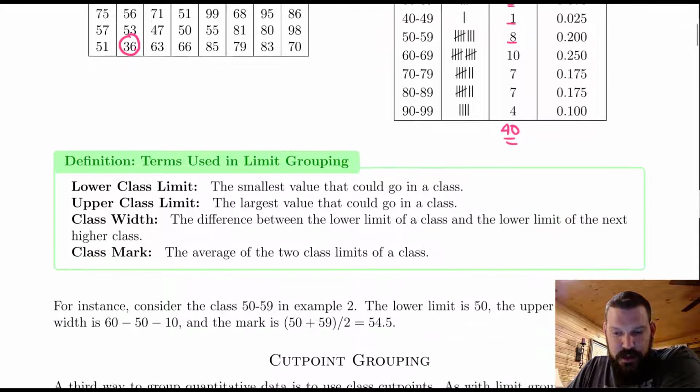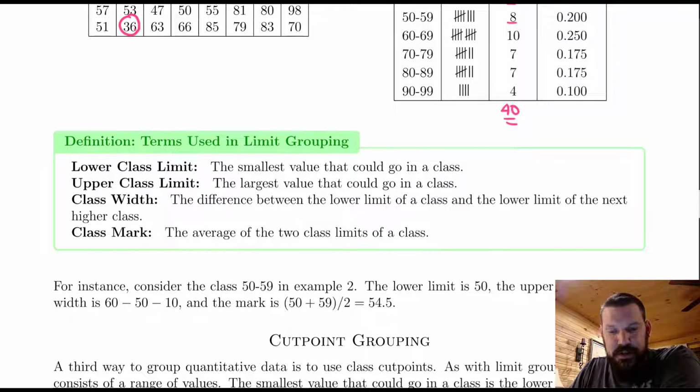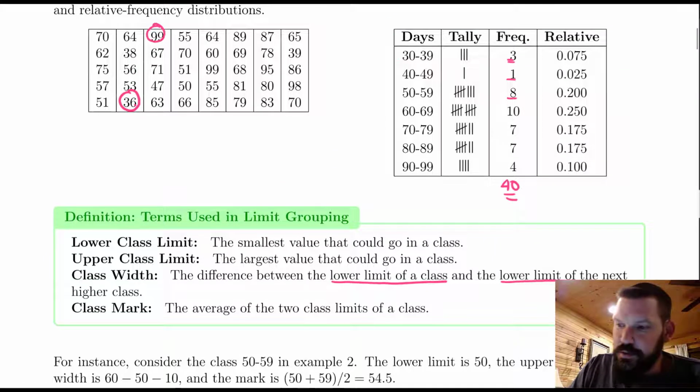And here in the green box you have definitions used in limit grouping. Lower class limit, that's the smallest value. Upper class limit is the largest value that can go in a class. The class width is the difference between the lower limit of a class and the lower limit of the next higher class. So you can see in the table above, in my first class, the lowest value is 30. The lowest value in the next higher class is 40. 40 minus 30 is 10.